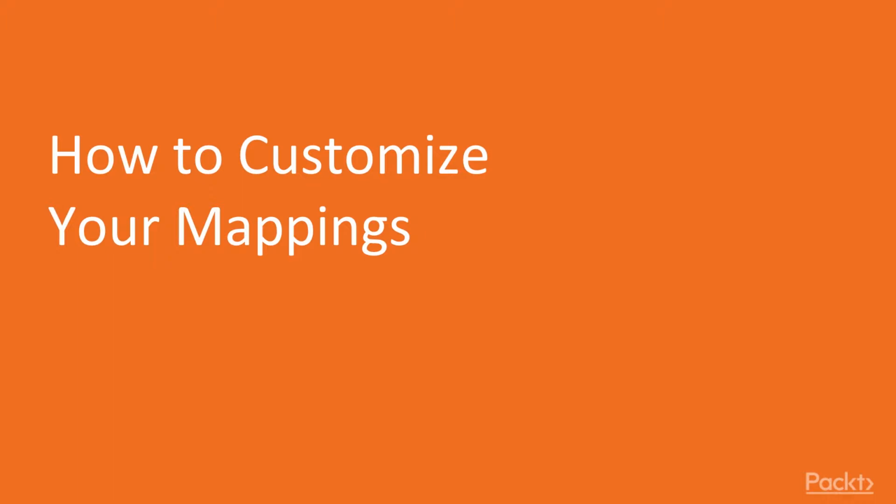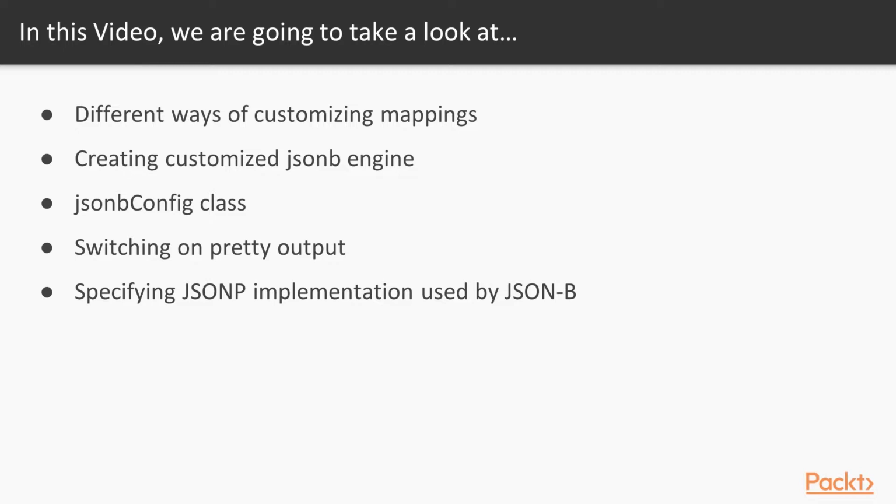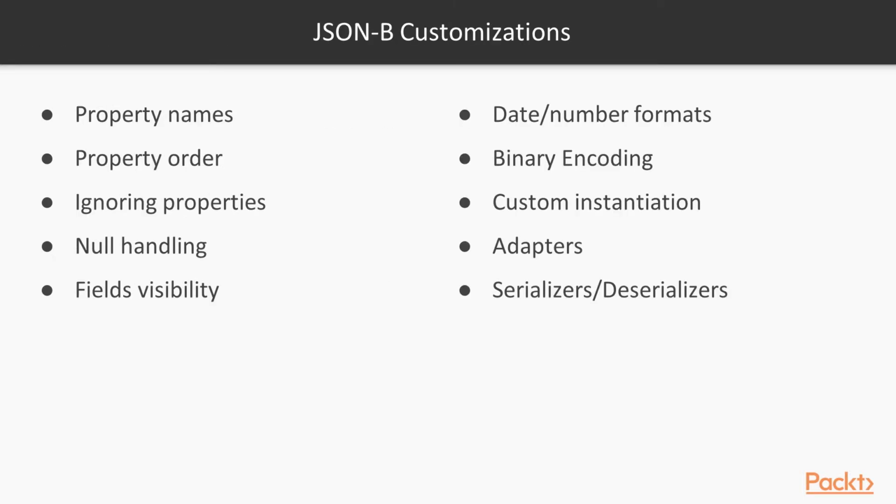Here is the first section 7 video, how to customize your mappings. In this video, I'll explain what customizations are supported in JSON binding and how to create a customized JSON-B engine. We'll learn what the JSON-B config class is and how it can be used. I'll demonstrate how to produce pretty formatted JSON and how to explicitly specify the JSON-B implementation to use in this particular JSON-B engine for low-level JSON parsing.